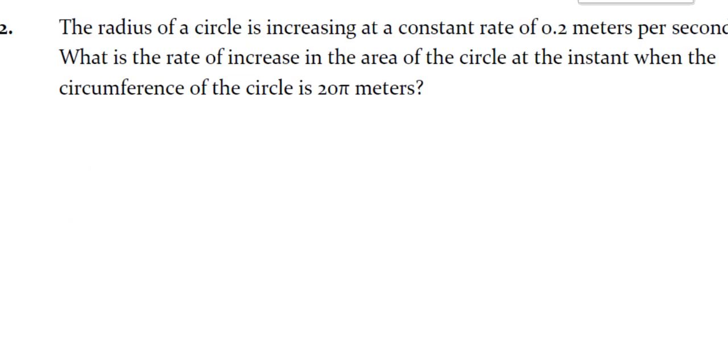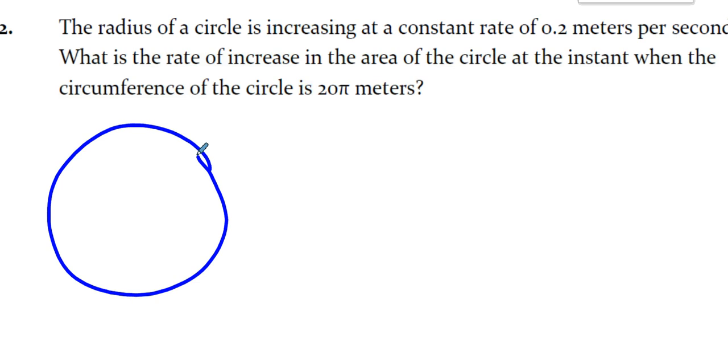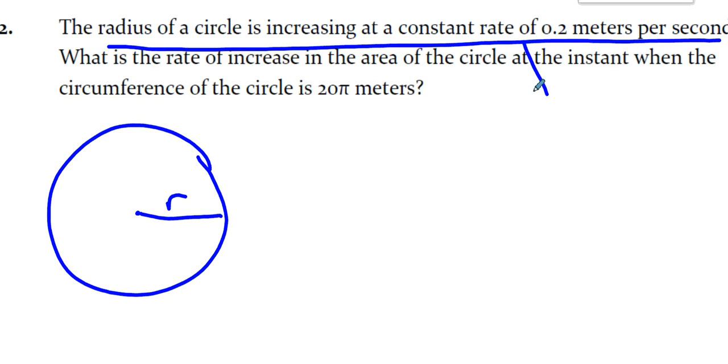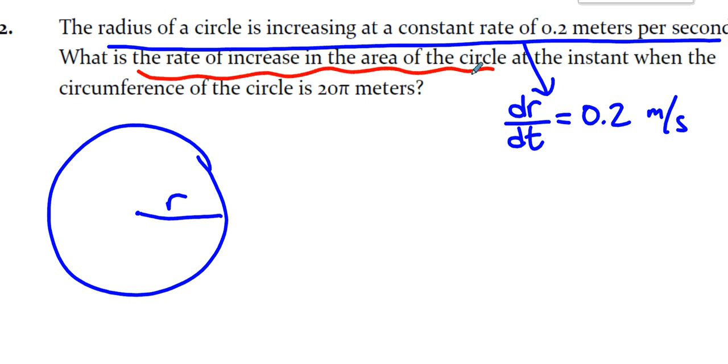Question 2 says that you have the radius of a circle. It's increasing at some constant rate. So if the radius of the circle is increasing at a constant rate, we know that the radius of the circle over time is increasing at a constant rate. We are interested in the rate of increase in the area of the circle when the circumference is 20 meters.